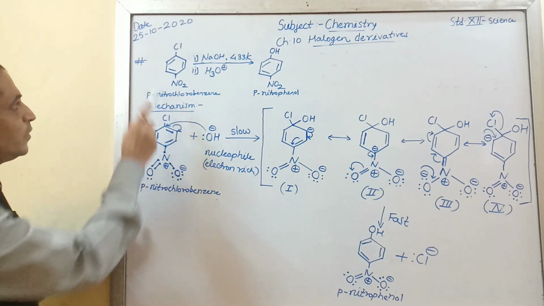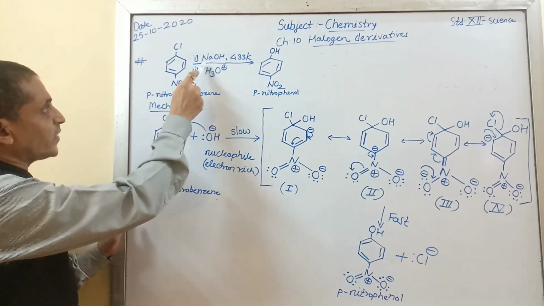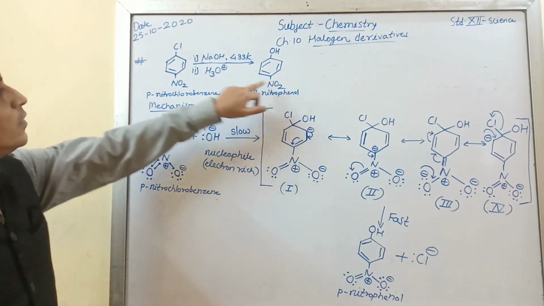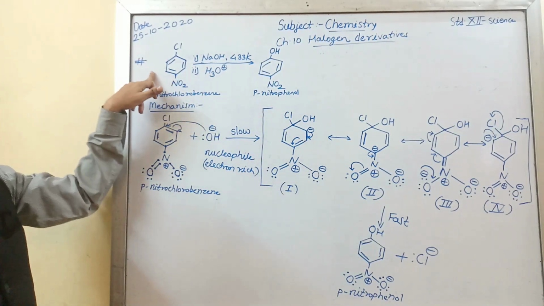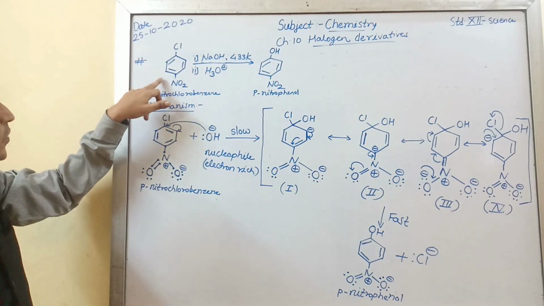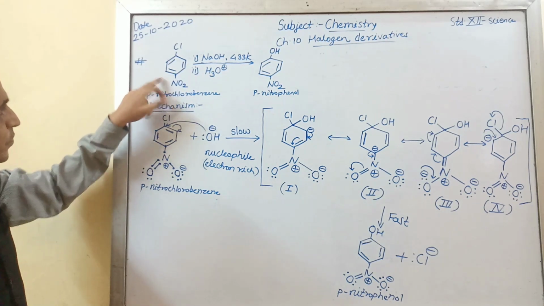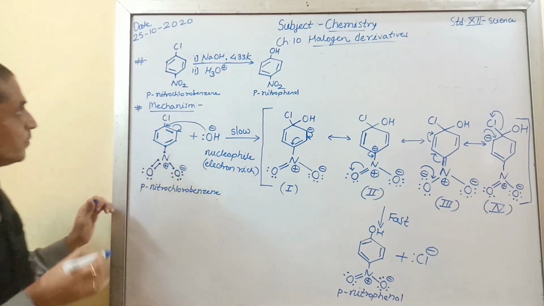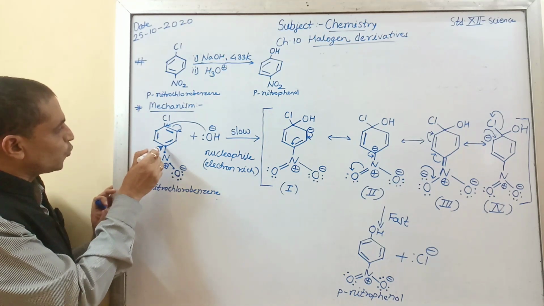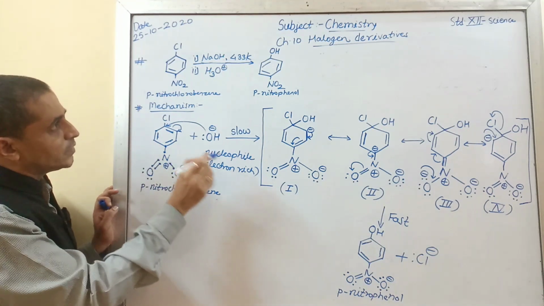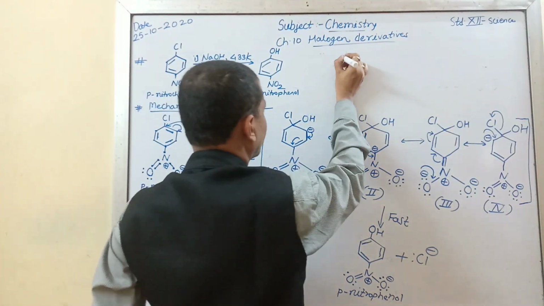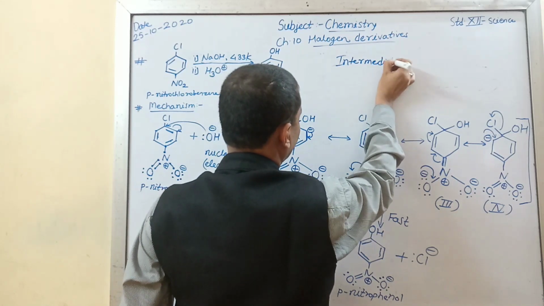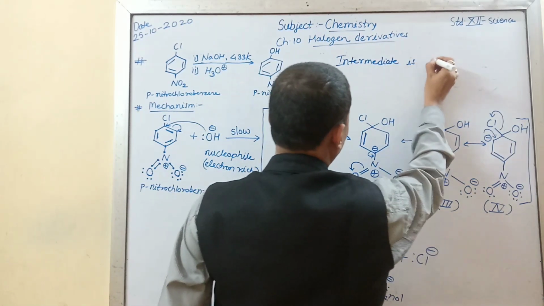Now see this example. When para-nitrochlorobenzene reacts with alkali at 433 Kelvin, then para-nitrophenol is formed. This is an example of a nucleophilic substitution reaction. Now, we are going to study the mechanism of that reaction. Now see, it is para-nitrochlorobenzene. Here, which intermediate is formed in this reaction? Remember, the intermediate is a carbanion.